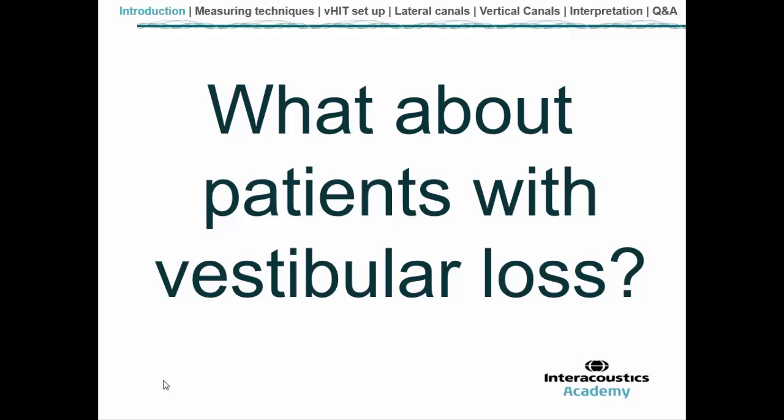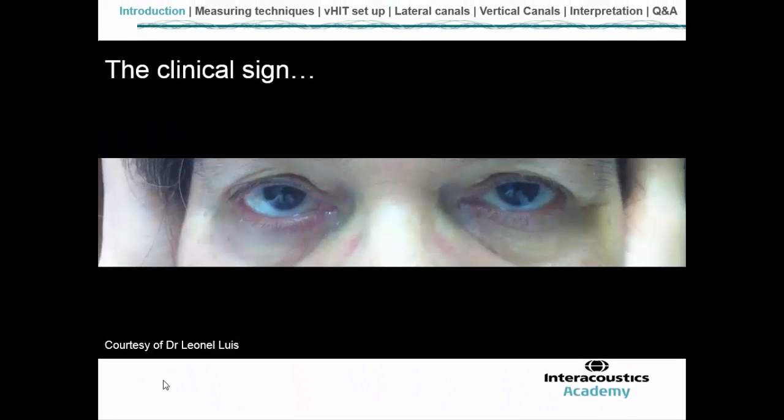So what happens in a patient with vestibular loss? We know that somebody with normal vestibular function will move their eyes in an equal and opposite direction to the head. So how will these differ? What's the clinical sign? This is a clinical head impulse test.